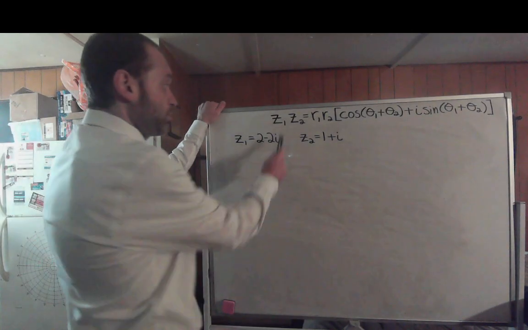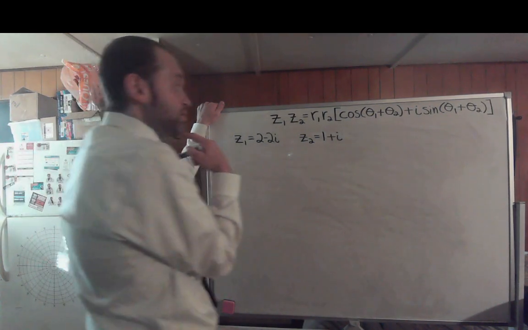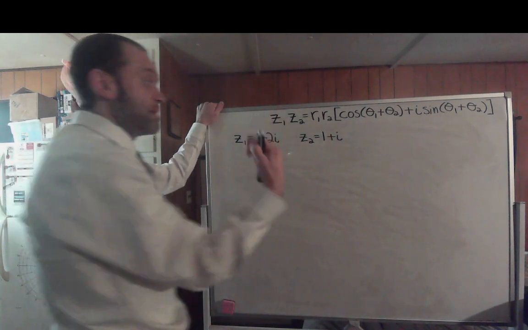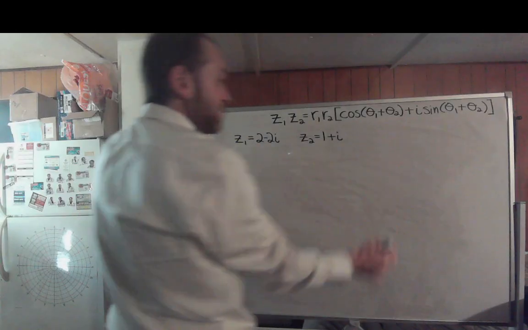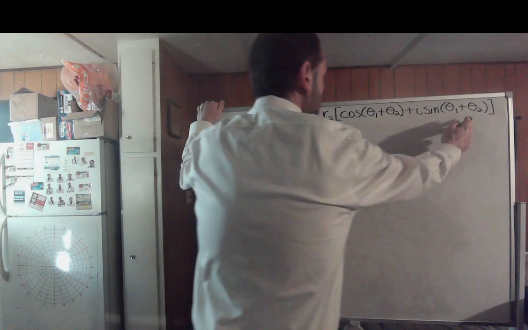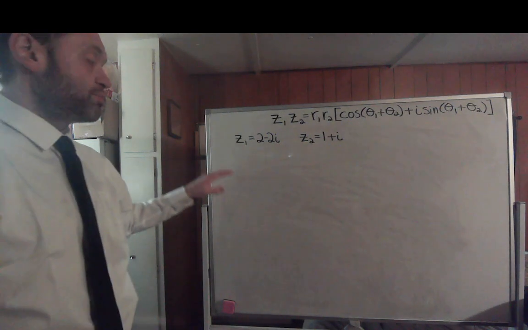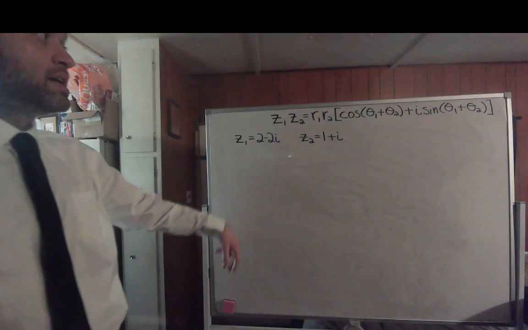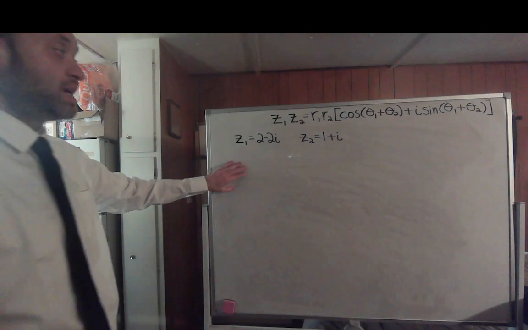To multiply one complex number times another complex number, you take the first r times the second r, multiply that by the quantity of the cosine of the first theta plus the second theta, plus i times the sine of the quantity of the first theta plus the second theta. And here, for the first example, your first complex number is 2 minus 2i. Your second complex number is 1 plus i. We're going to multiply these.